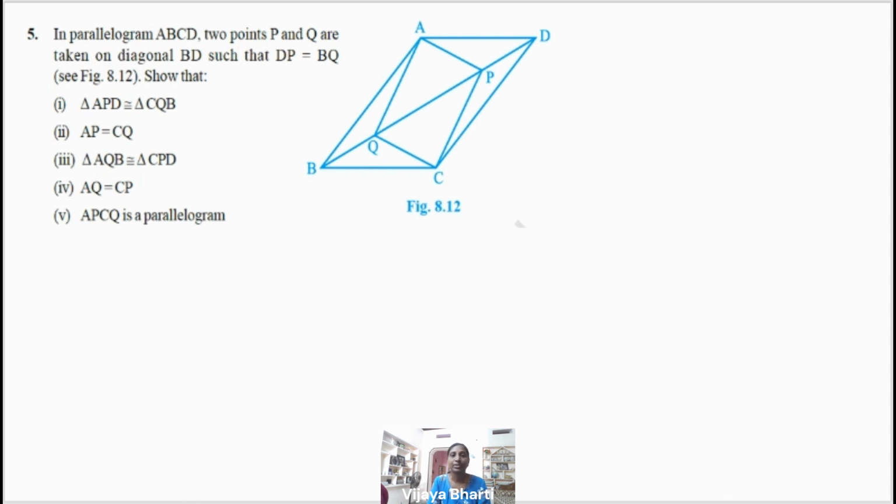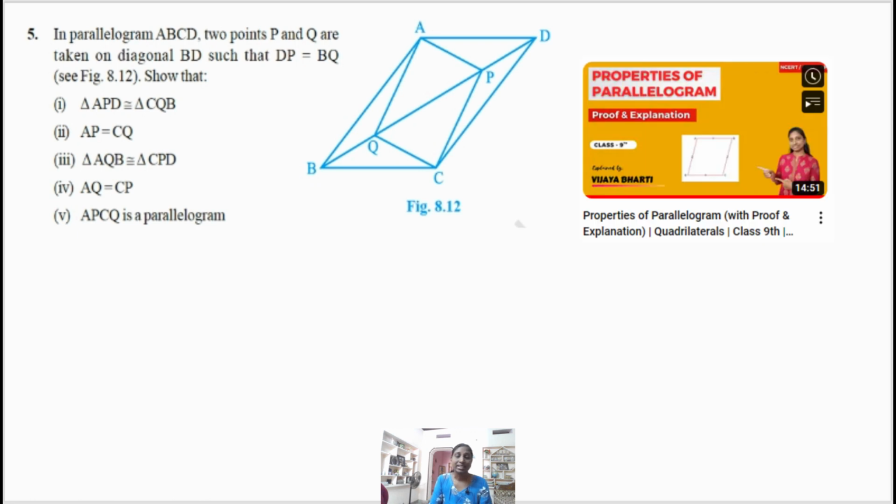In today's video, we are going to learn how to solve question number 5 from exercise 8.1 from the NCERT new syllabus. To solve this problem, you must know all the properties of a parallelogram. I have already created a separate video on the properties of parallelogram.